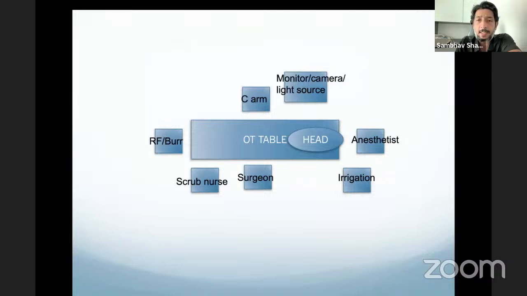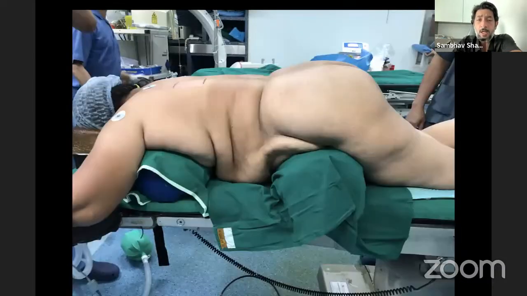The positioning remains the same as any endoscopic surgery. So the patient is going to be in prone. If I'm standing on the right side, your monitor and your C-arm come from the opposite side. You can place your RF and burr near the foot end, and your irrigation comes near the head end. In cases of decompression, I do not like to break the table. Usually for discectomies, we break the table in between, but for decompression, I let the patient be in the natural lordotic position, because sometimes you can land up under-decompressing if you try and open up the interlaminar space.